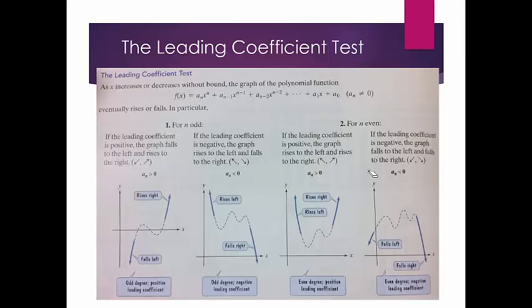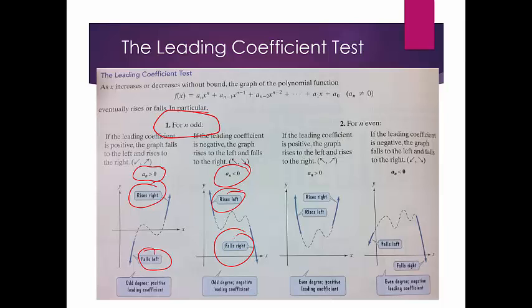So with the leading coefficient test, you're looking at two specific cases, for when n is odd or when n is even. So if n is odd and the leading coefficient is positive, it's greater than 0, the graph falls to the left and rises to the right. If n is odd and the leading coefficient is negative, then it rises to the left and falls to the right.